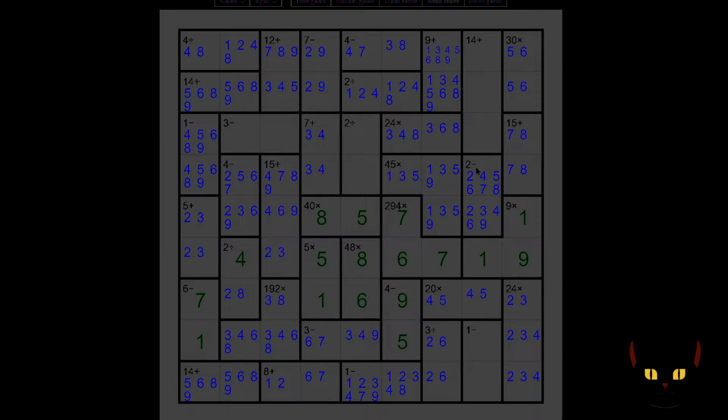Doesn't narrow down things too much. Let's see. Divide by 2, so it's 1, 2, 8, 4, 8, 3 goes with 6. 5 would take a 10. 6 and 8. 6 and 8. 1 and 2 and 4. 3 requires that 6.